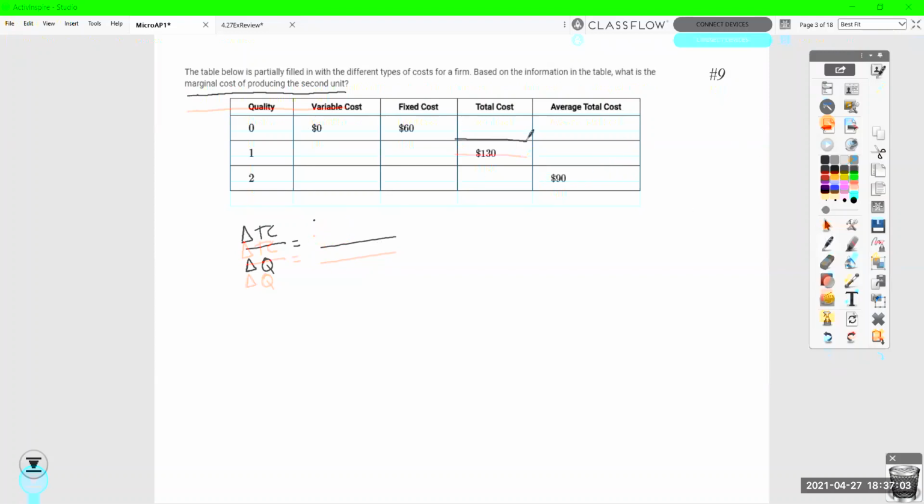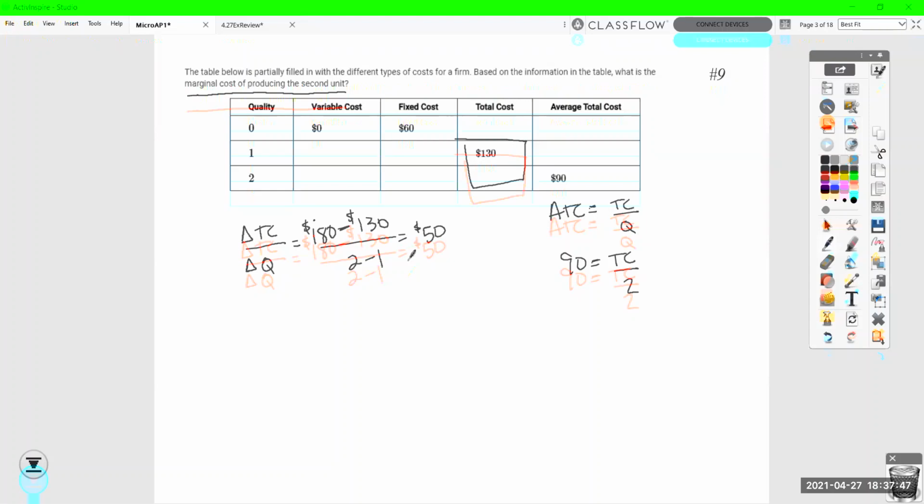I thought my table, we need total. So I need something minus 130 over 2 minus 1. We need that total. We cannot get a marginal from the average, but I can get the total from the average, because the average total cost is equal to the total cost divided by the quantity. So that means that this 90 was equal to the total cost divided by 2. So we get 180, and Jessica, you are correct. So 180 minus 130 divided by 2 minus 1 is going to be 50.